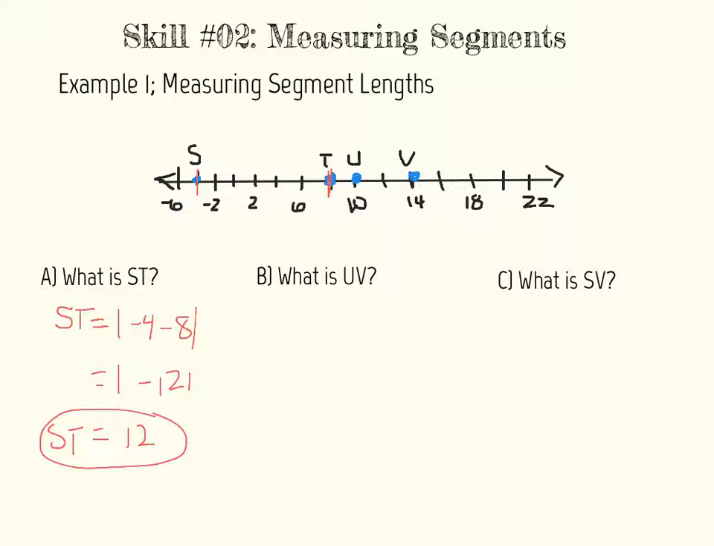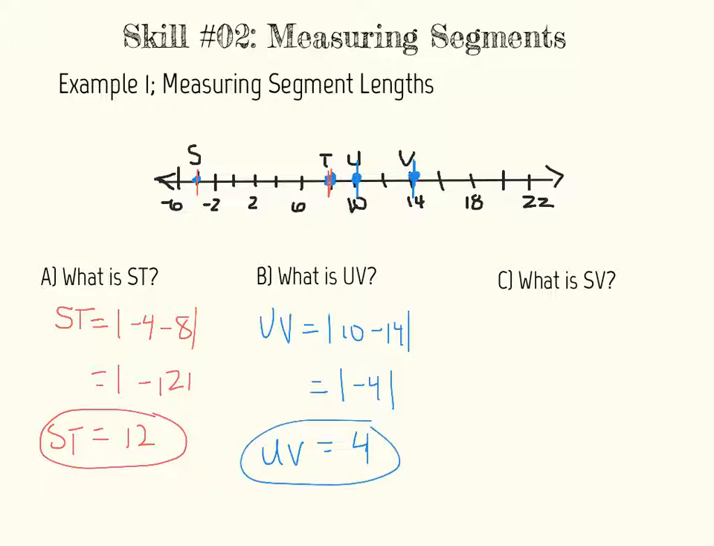And the next one, what is UV? So we have U right here and V right there. So UV is going to equal the absolute value of 10 minus 14. And you can have those in either order, it doesn't matter. That's going to equal the absolute value of -4. Absolute value of -4 is 4. So UV is 4. And that's the length.